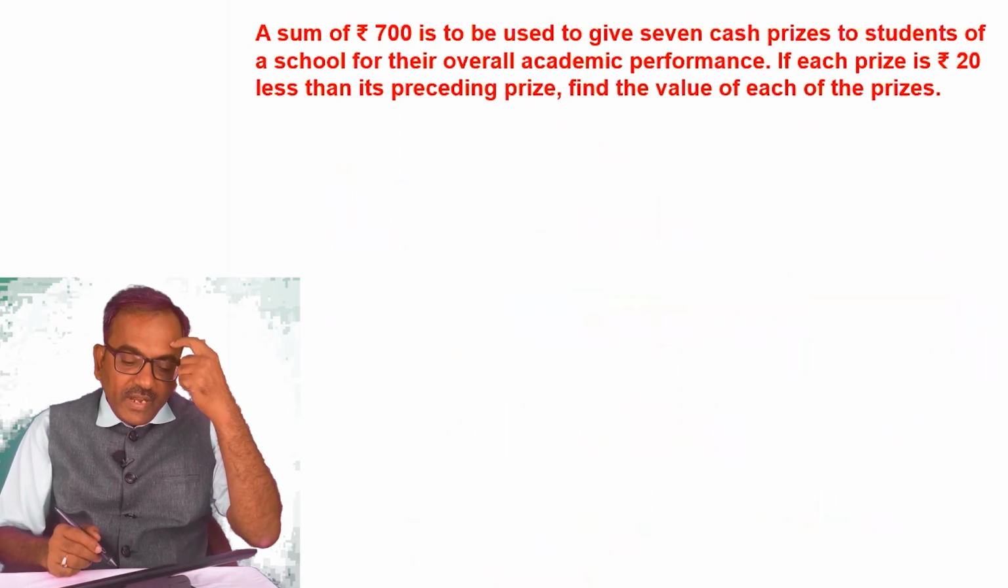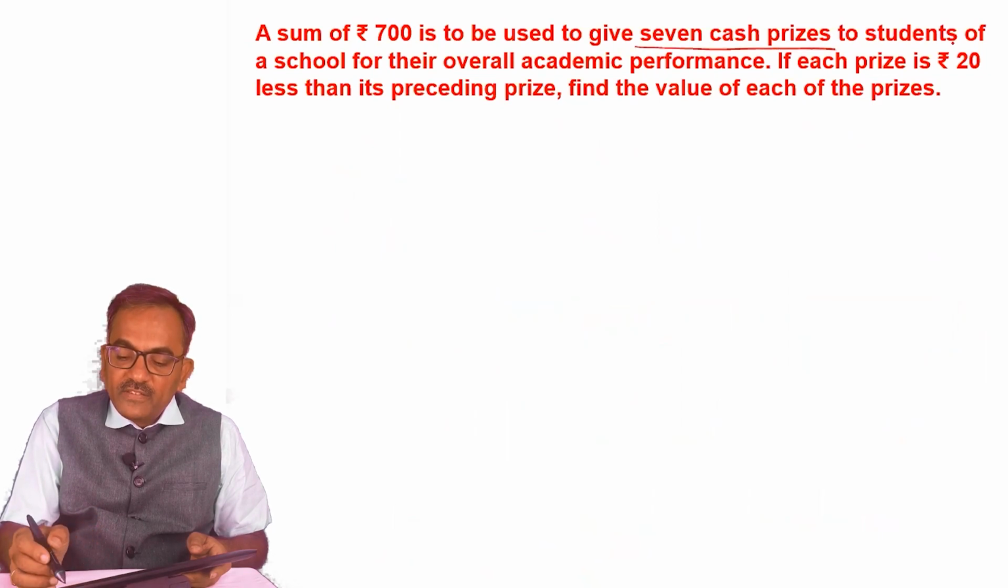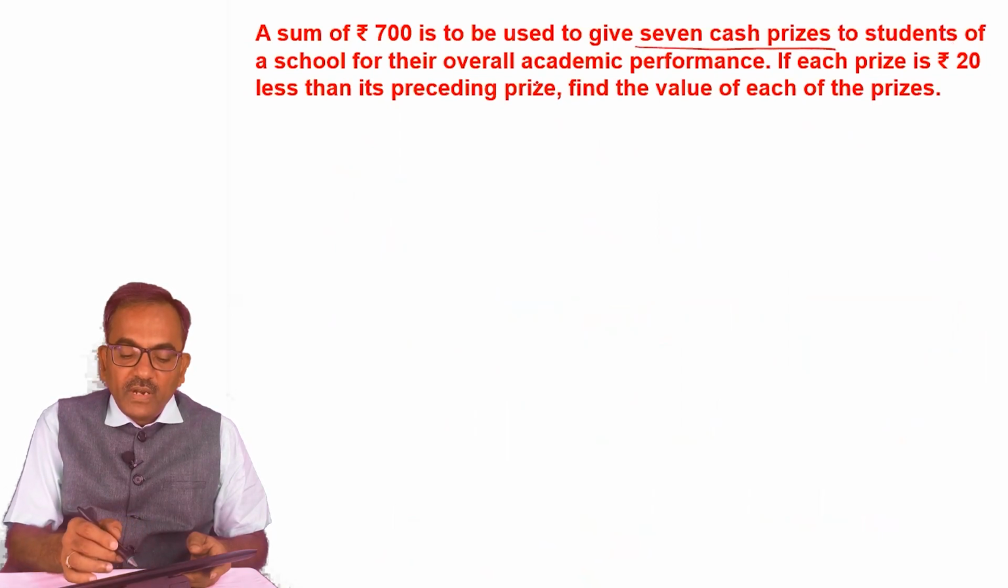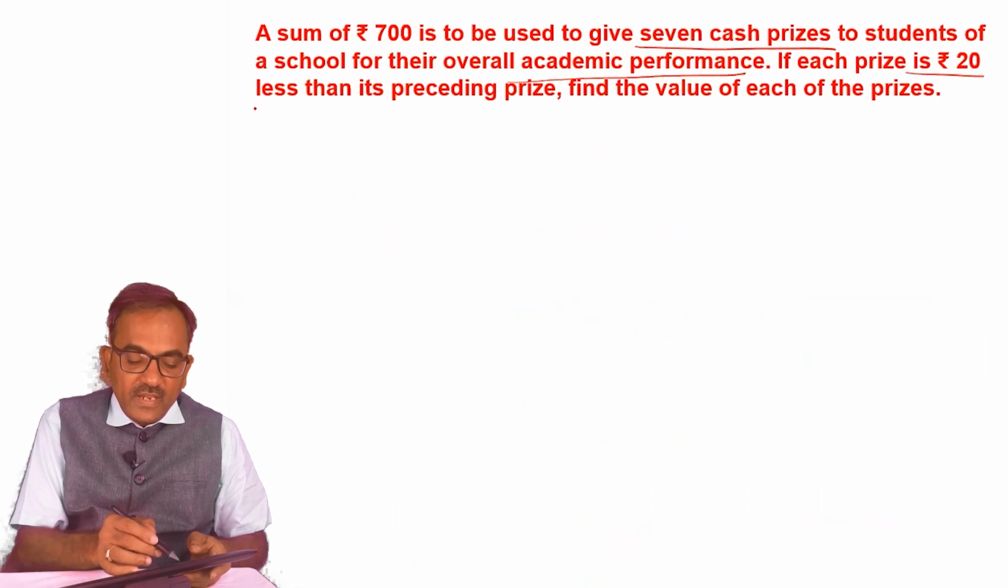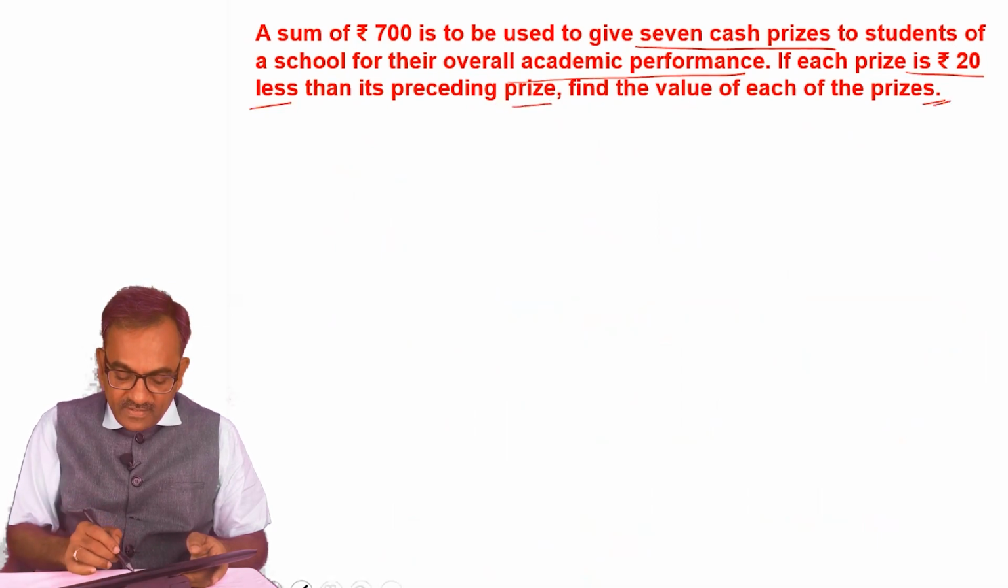A sum of 700 is to be used to give 7 cash prizes to students of a school for their overall academic performance. If each prize is 20 less than its preceding prize, find the value of the prizes.